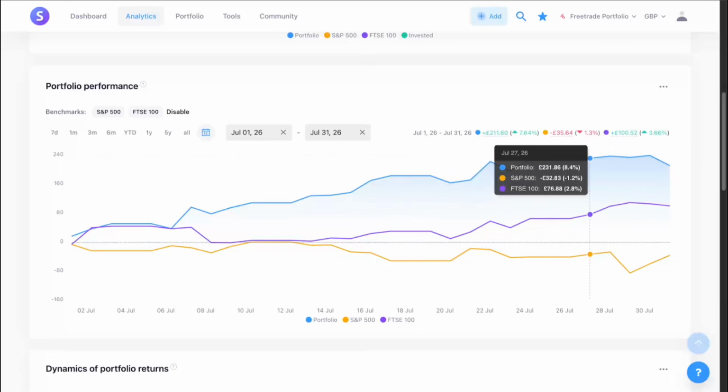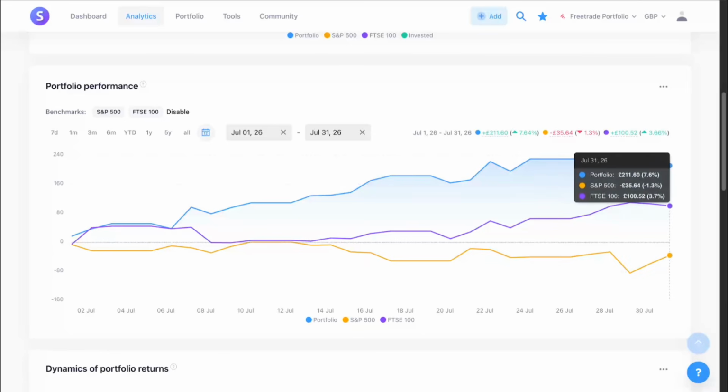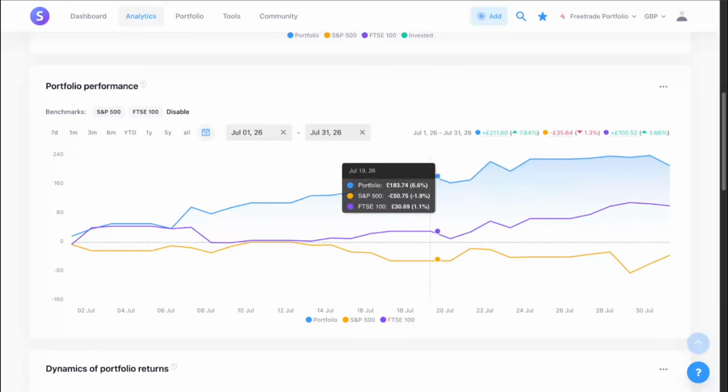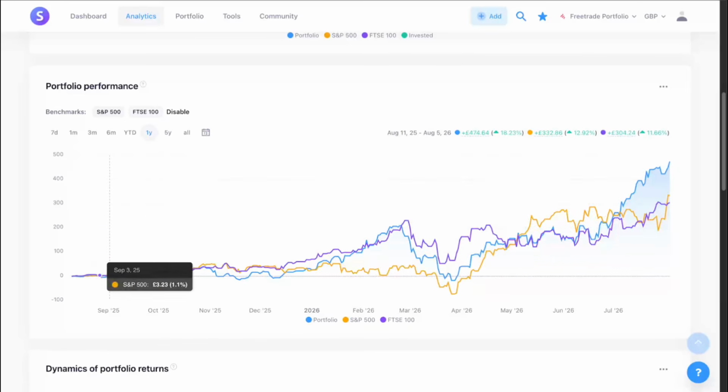The S&P 500 had a negative month, being down 1.3%, and the FTSE 100 did actually perform fairly well, being up 3.66%, but that wasn't even half the performance that my portfolio achieved over this past month. Of course, it's fantastic to outperform these indexes over the past month, but what we're really concerned about is how it's done since I first started the portfolio.